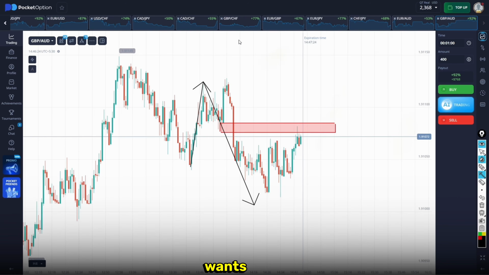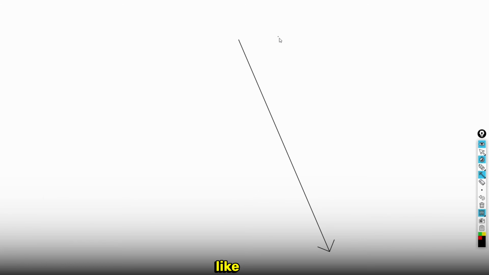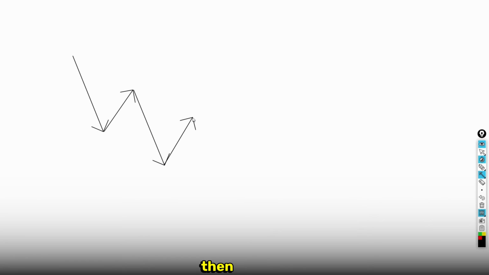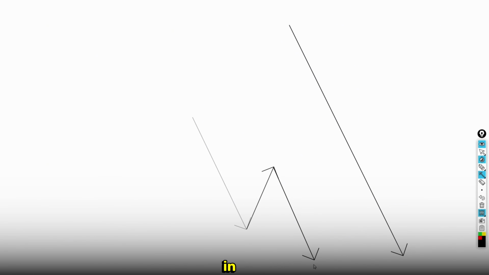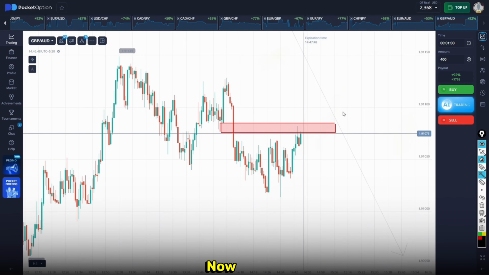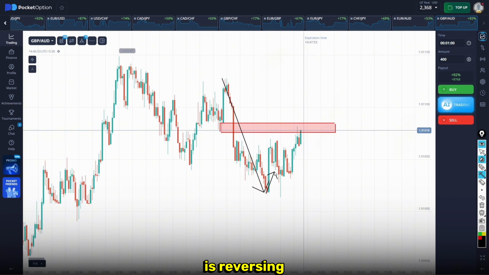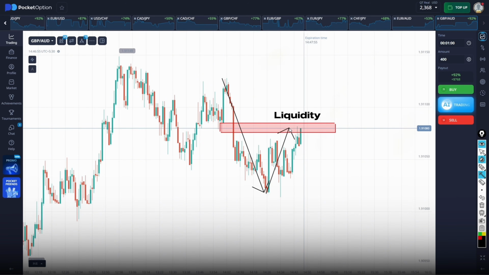If price wants to go in the downward direction, it will not go straight like this. It will first fall, then it will retrace back for hunting stop losses, then fall again, then retrace back, then fall again, then retrace back, and finally it will reach like this. To reach this zone, the price has to move in this particular manner. We have used the same logic here. Now as you can see, this is the run phase. I'm expecting that price is reversing to grab liquidity, and by liquidity grab I mean stop hunting.